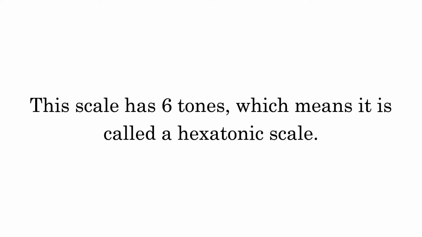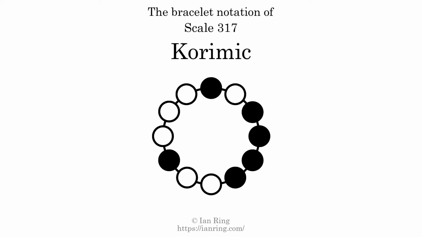This scale has 6 tones, which means it is called a hexatonic scale. This is a bracelet notation diagram of scale 317. The shaded circles represent tones that appear in the scale, and they are read clockwise, starting at the top.